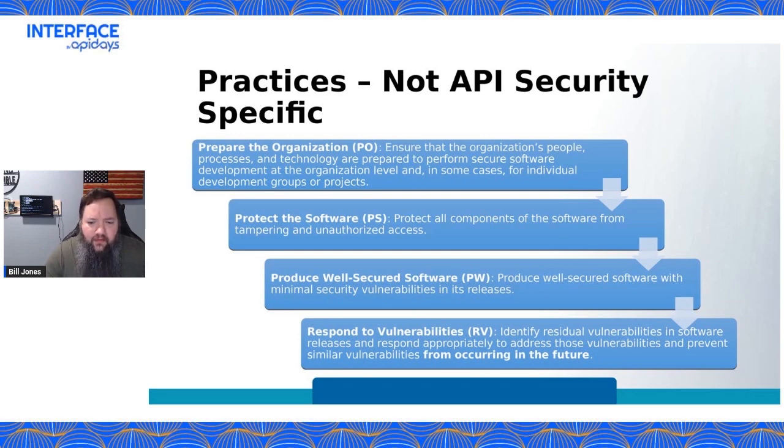Produce well-secured software, with minimal security vulnerabilities in its releases. How do we achieve that? We have other processes in our agile frameworks. We have automated testing. We can check APIs using various tools in the industry. I don't want to mention tools because I don't want to seem like I'm partial to a specific tool or endorsing or sponsoring a given tool, but there's a plethora of tools available, some paid for, some open source, but you have to take what works best for your organization and apply it into that category.